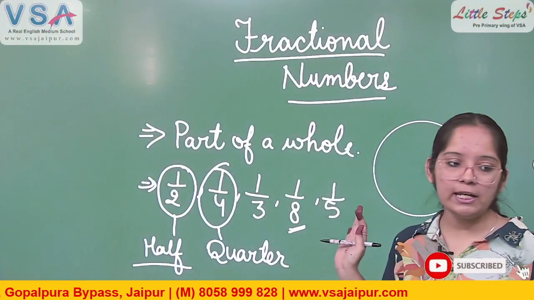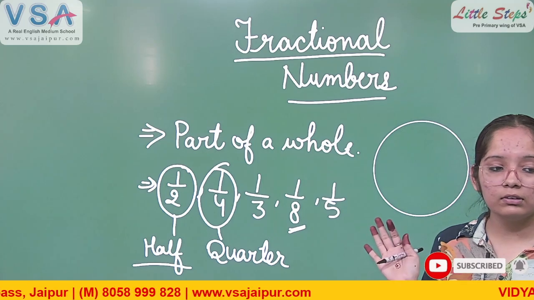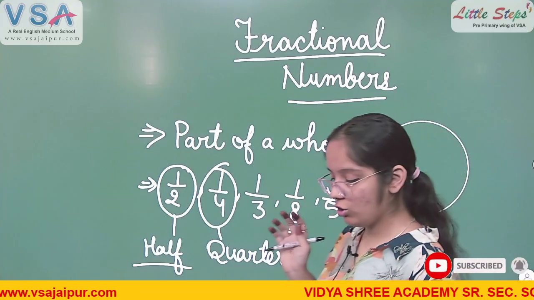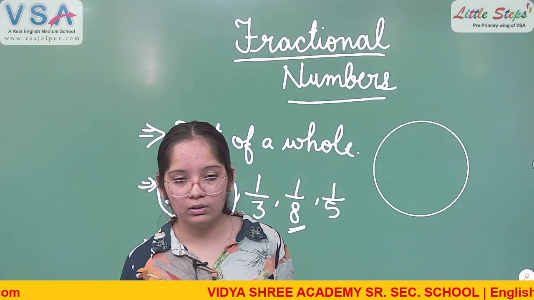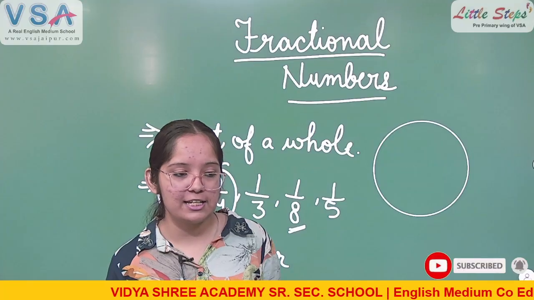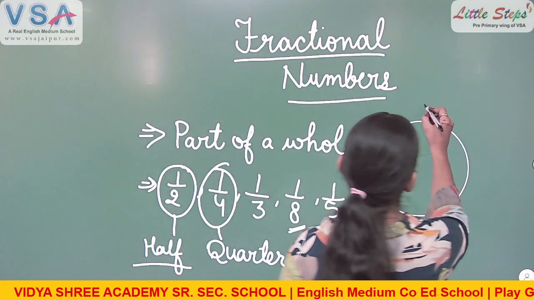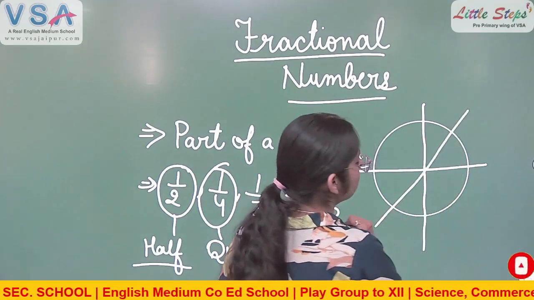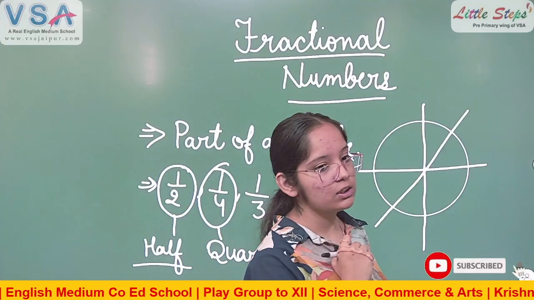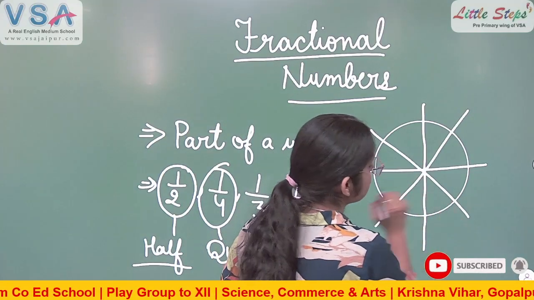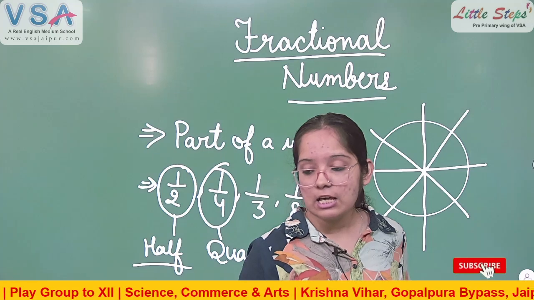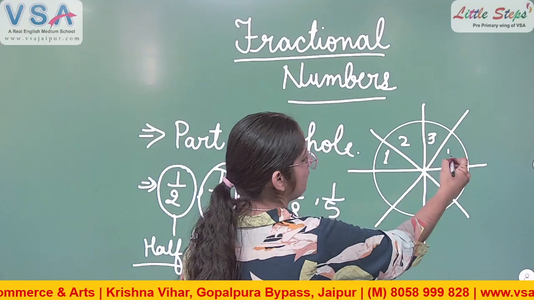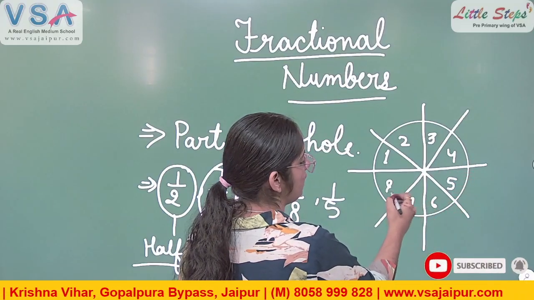This is 1 upon 8. So how many parts of a circle? 8 parts. Very good, Shresh. How many parts are these? 4. Now these are 8. So 1 upon 8 means how many parts of a circle? 8 parts. 1, 2, 3, 4, 5, 6, 7, 8.